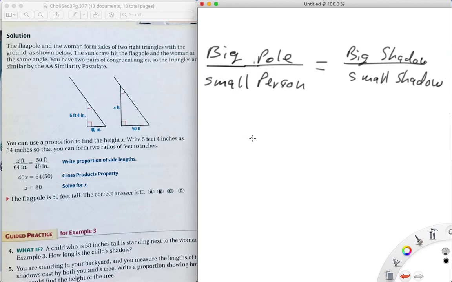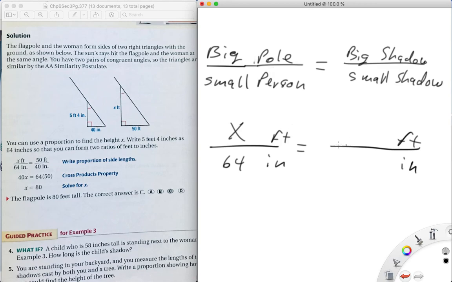So this is where this equation is coming from. We don't know what the size of the flagpole is, so that's the x. The size of the small person is 64 inches. So this is feet over inches, so our units have to be feet over inches over here. Otherwise, it's not going to work. So the shadow of the flagpole is 50 feet, big on top. And then the shadow of the person is 40 inches. And then you can cross multiply, and we get x equals 80 feet.